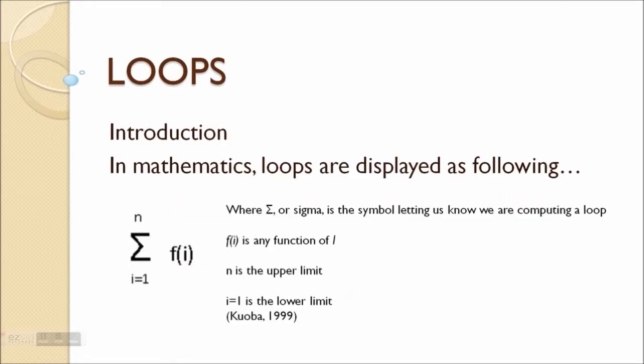In mathematics, loops are displayed as following, where sigma is the symbol letting us know we are computing a loop. The function of I is any function. N is the upper limit. I equals 1, or any number, is the lower limit.